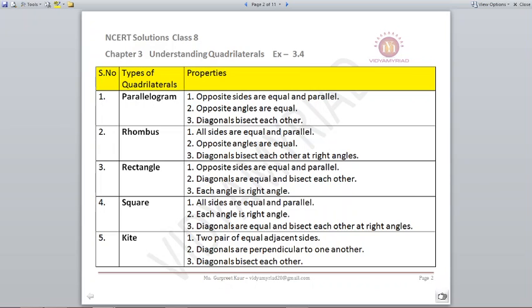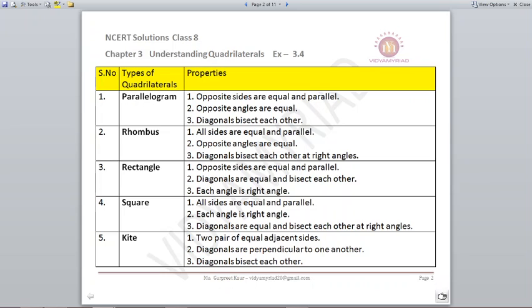Secondly, let's talk about rhombus. We know that in a rhombus all sides are equal, or basically adjacent sides are equal, opposite angles are equal, and diagonals bisect each other at right angles. In a parallelogram, diagonals only bisect. They do not bisect at right angles. So this is the basic difference between a parallelogram and a rhombus: in a rhombus the diagonals bisect each other at right angles.